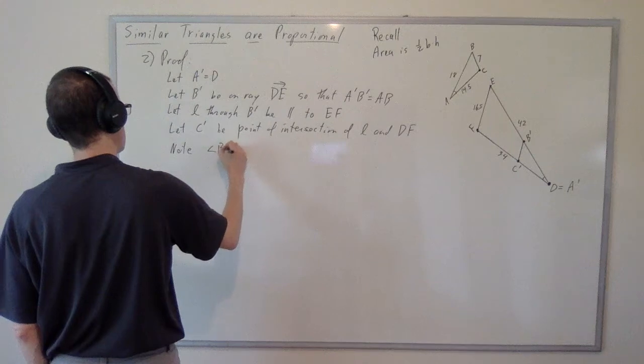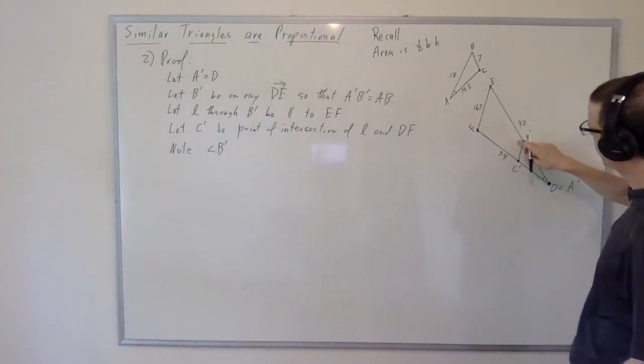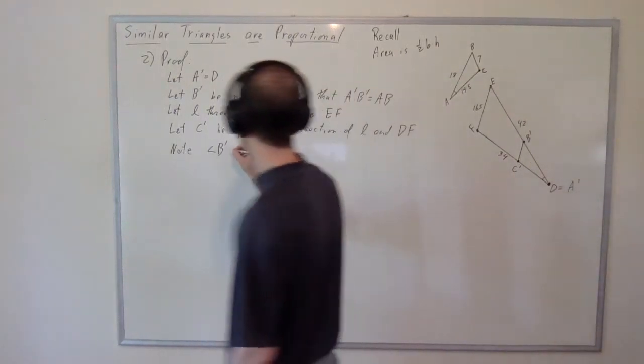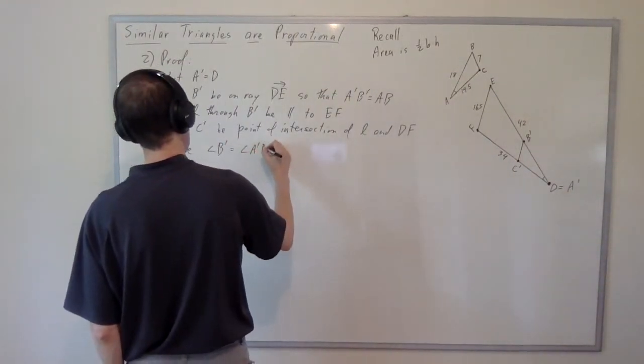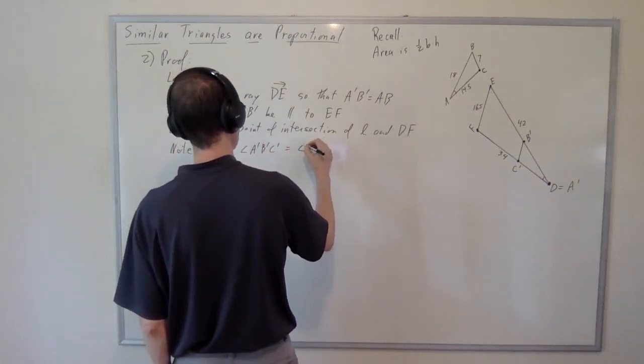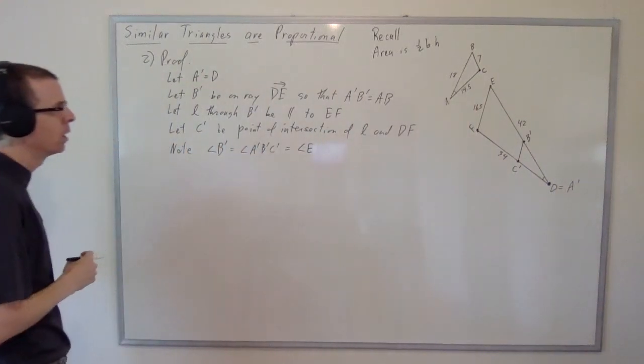I'm going to call this angle B prime for short. Technically, that's ambiguous because there are two angles formed at B prime, but you know what I mean. It's A prime, B prime, C prime. So this is angle A prime, B prime, C prime. That's equal to angle E. I can safely call this angle E because there's only one angle represented there at E.